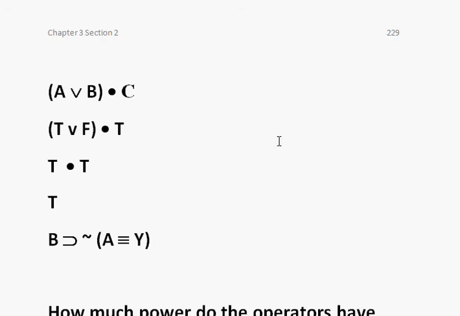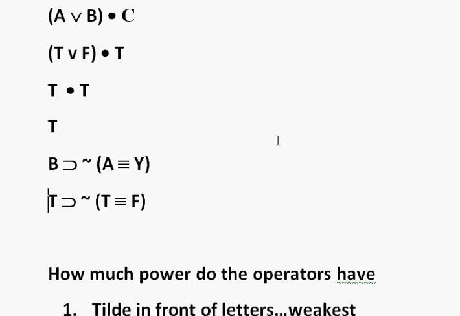From there, let's suppose B is true. Let's suppose A is true, and let's suppose Y is false. So now, which one of these controls the least? Well, tilde is controlling everything inside, and the horseshoe is controlling the tilde and everything over here. So that's the main operator, so we're going to do it last. Tilde would be the main operator on this side, but the triple bar would be the weakest.